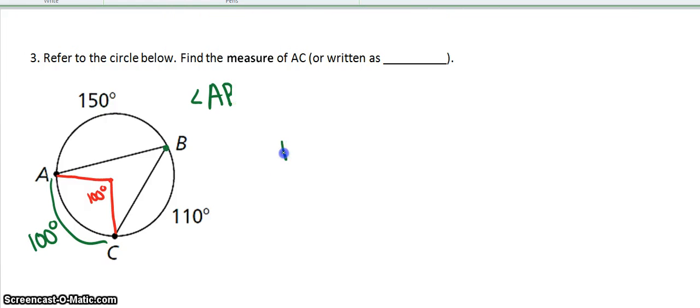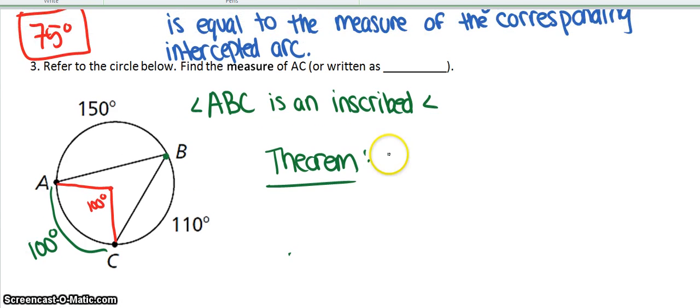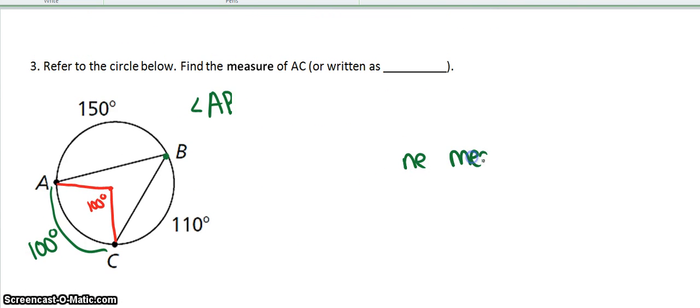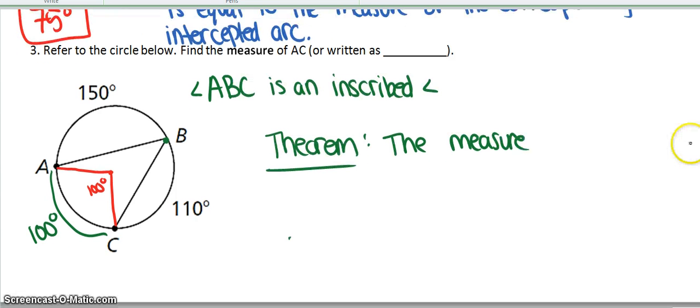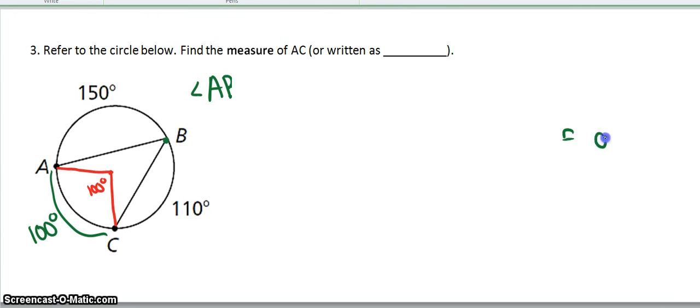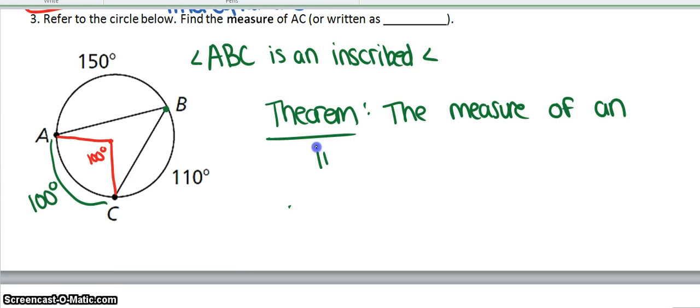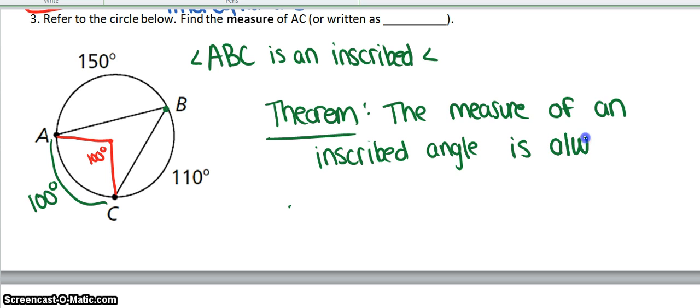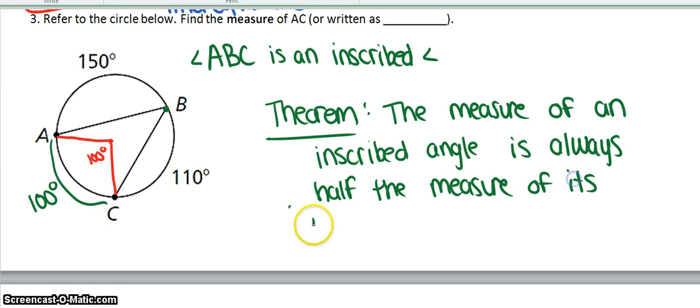So our second theorem today, let's get that back here. That second theorem is that the measure of an inscribed angle is always half of its intercepted arc. Half the measure of its intercepted arc.